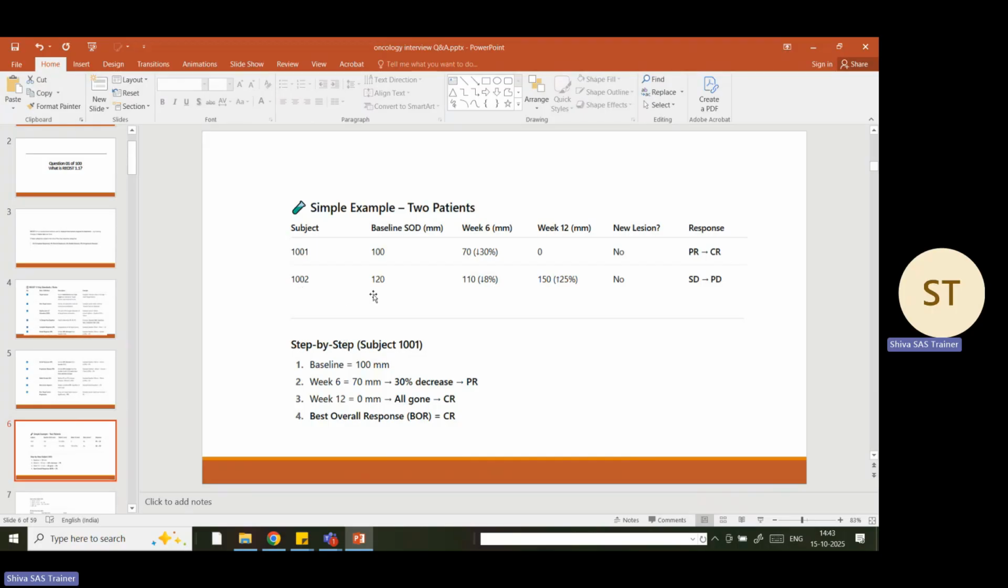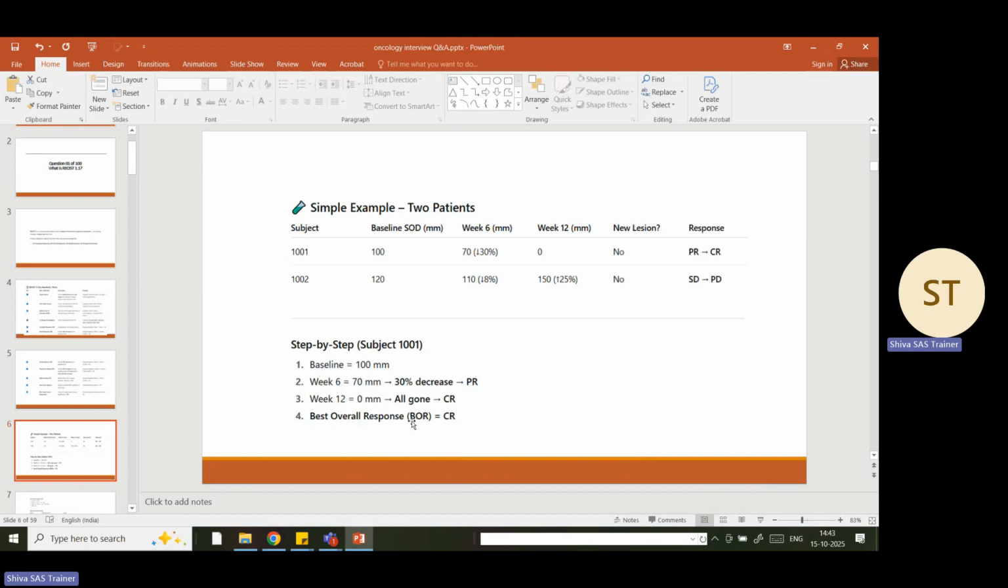Subject 1002: at the time of baseline, the size is 120. After week 6, there is an 8% decrement. After week 12, a 125% increment happened. So first it decreased, after that it increased. So stable disease goes to progressive disease. So the disease was progressive.